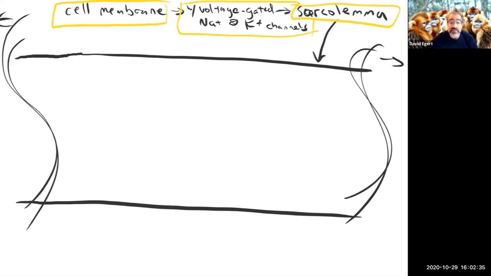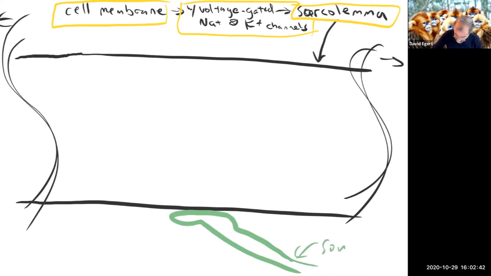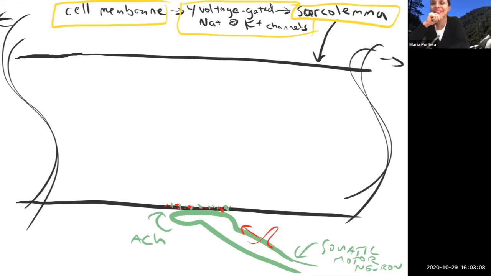What does that mean? So particularly when we have our motor, let's say this is a somatic motor neuron here, and we're releasing acetylcholine, and it's binding to the nicotinic receptors on the membrane. What is going to happen when we open up the little sodium channels here? It's going to depolarize here, and then what's going to happen?